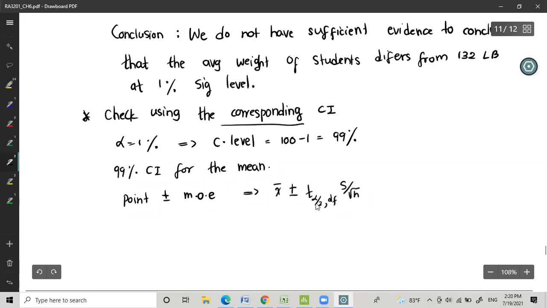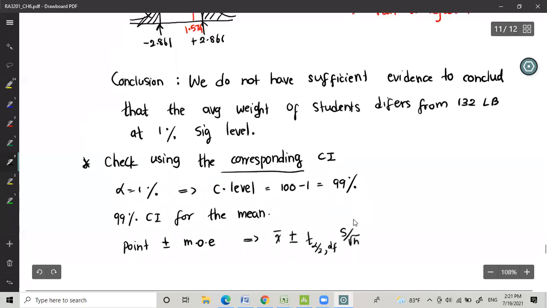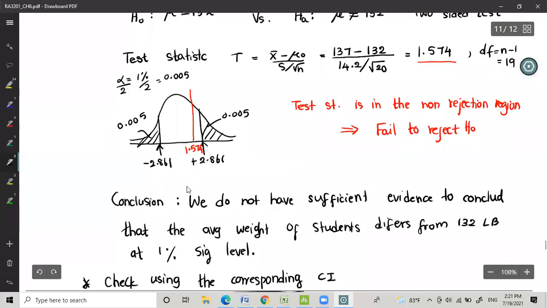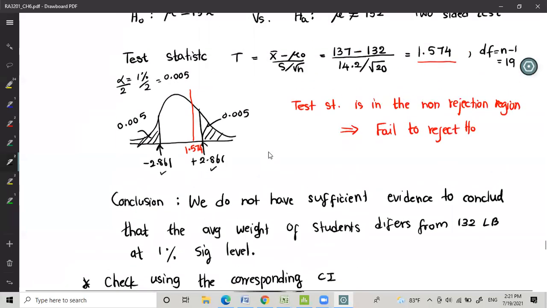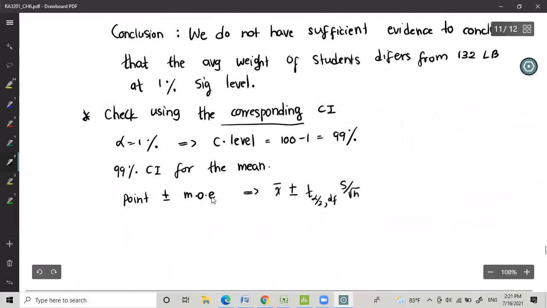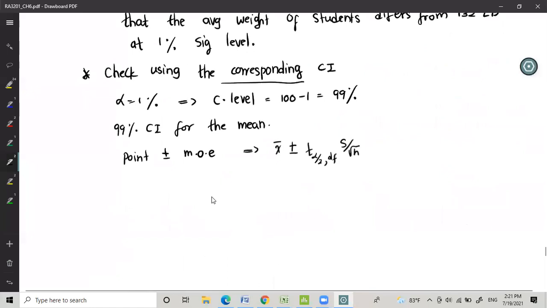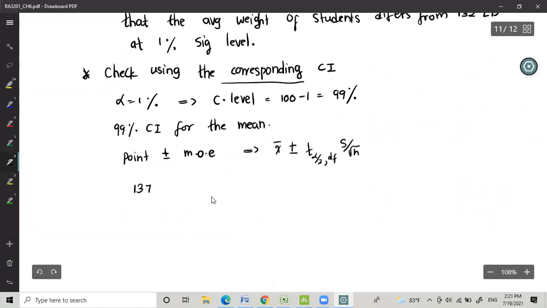Now this t-score for 99% confidence, for degrees of freedom 19, you already have. See, it's in your rejection region. So this is the same thing, right? If you look at the t table that I showed you a little while ago, for 99% confidence with 19 degrees of freedom, you have this 2.861. So that is the t-score. Now what is x bar? X bar is 137.